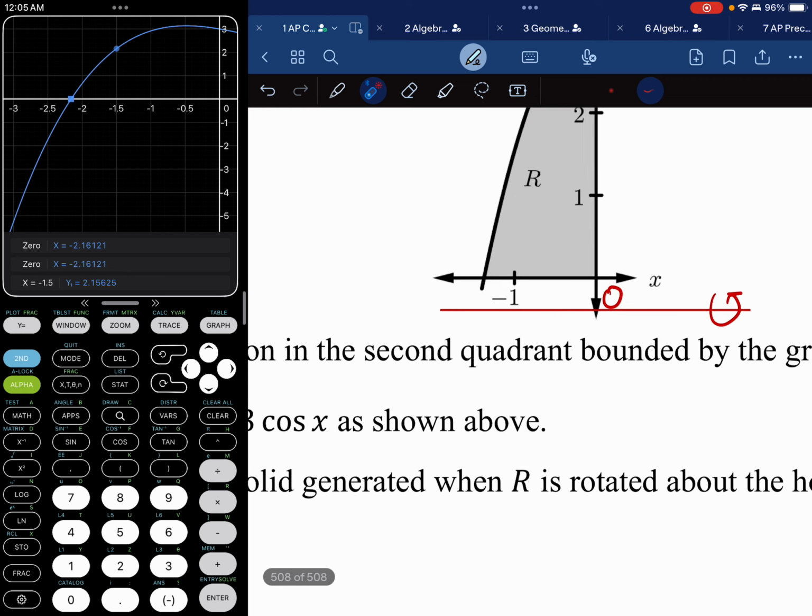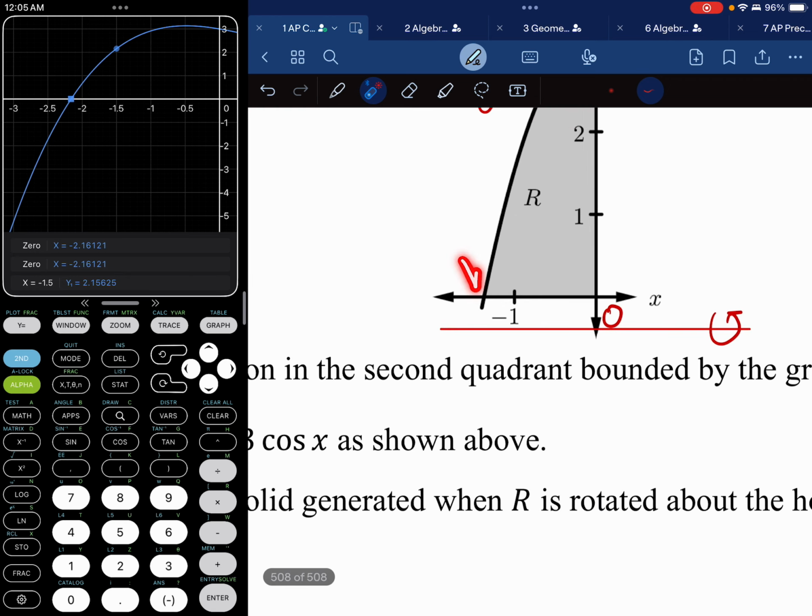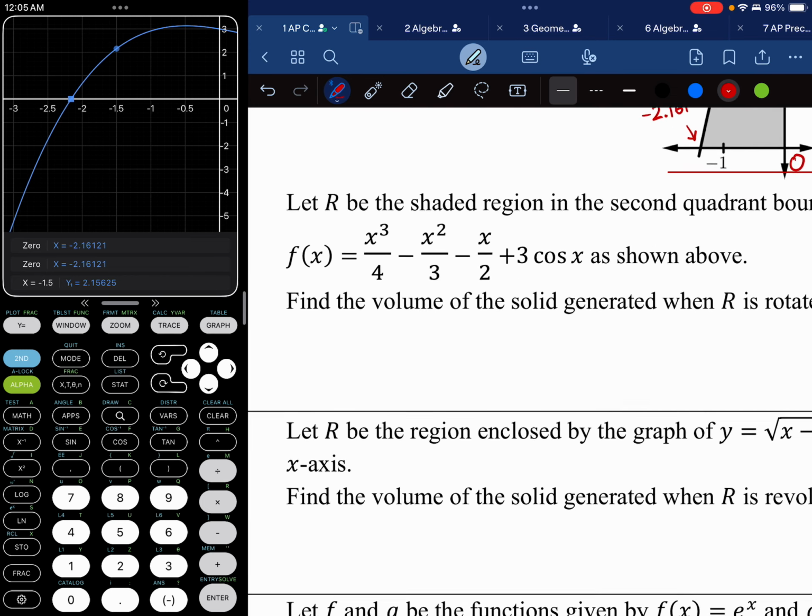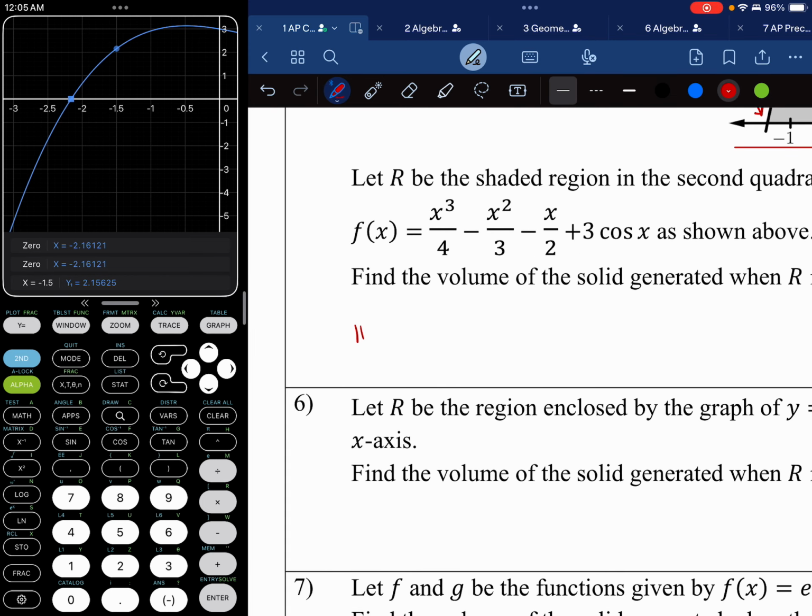It says, okay, the 0 happened at, I'm going to write this down, this spot, in pen, this spot right here is -2.161. Okay, so our bounds for this one, don't forget your pi. It's going to be pi times the integral between -2, oh, that's not where the 2 goes, -2.161 all the way to 0.